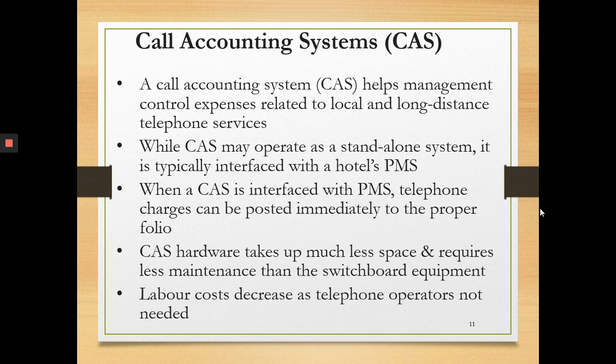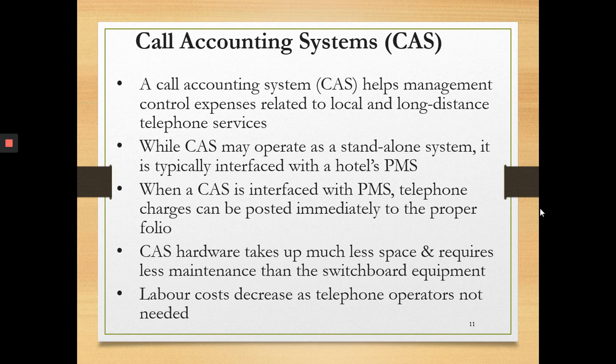Call accounting system. This system helps management to control expenses related to local and long-distance telephone services. CAS may operate as a standalone system. However, it is typically interfaced with the hotel PMS. When the CAS is interfaced with PMS, telephone charges can be posted immediately to the proper folio. The CAS hardware also takes up much less space and requires less maintenance than the switchboard equipment.